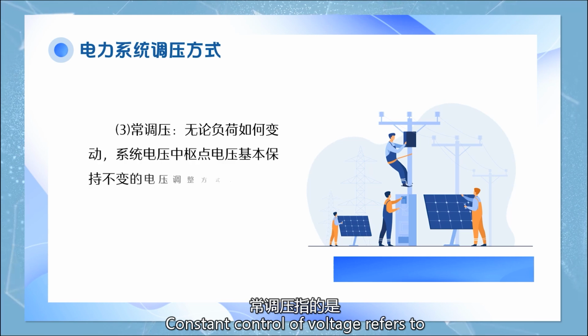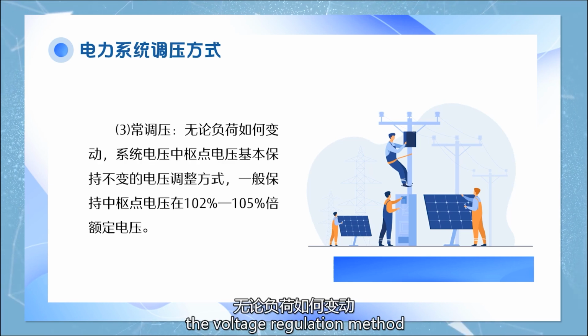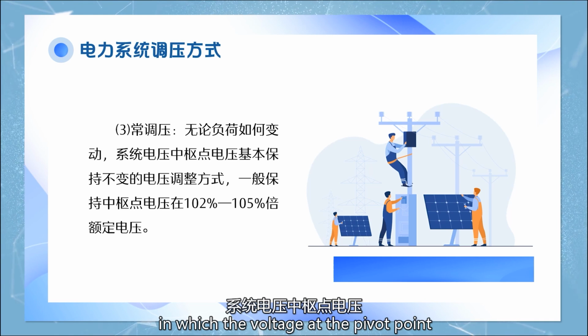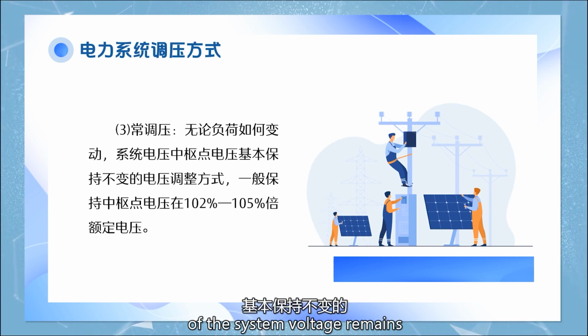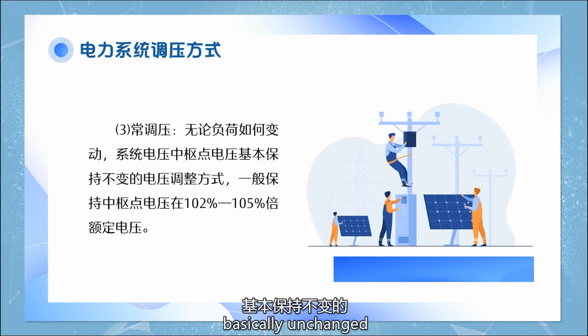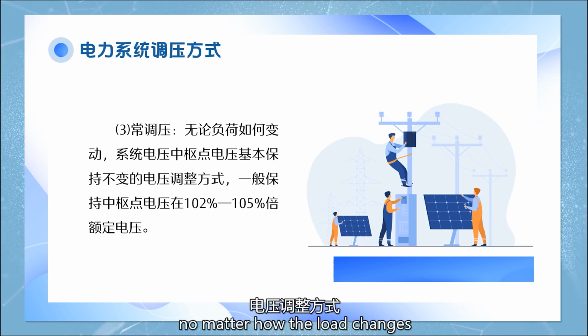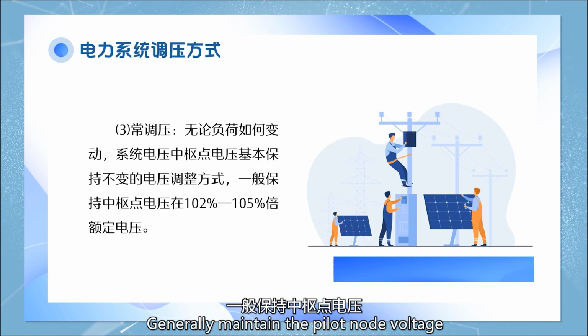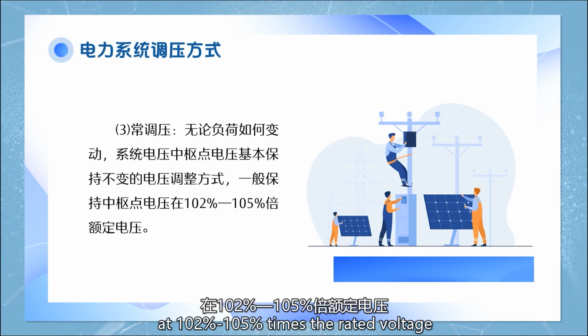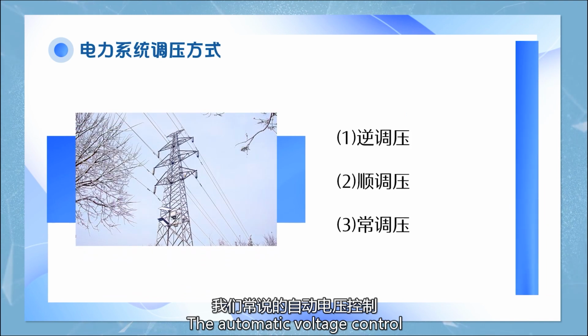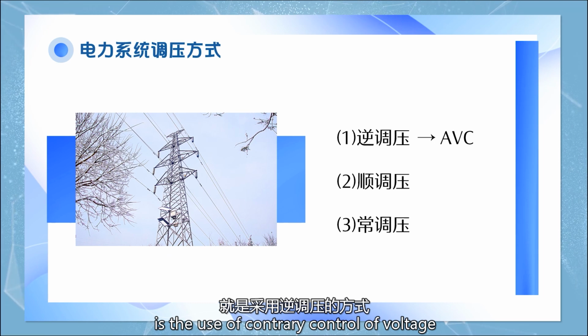Constant control of voltage refers to the voltage regulation method in which the voltage at the pilot node of the system remains basically unchanged, no matter how the load changes. Generally, maintain the pilot node voltage at 102% to 105% times the rated voltage. The automatic voltage control that we often refer to, AVC, uses contrary control of voltage.